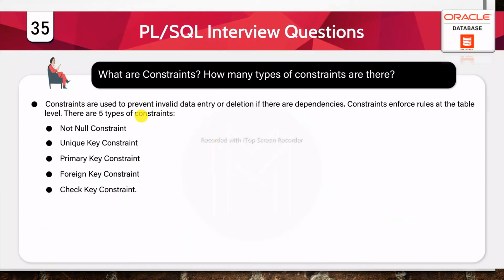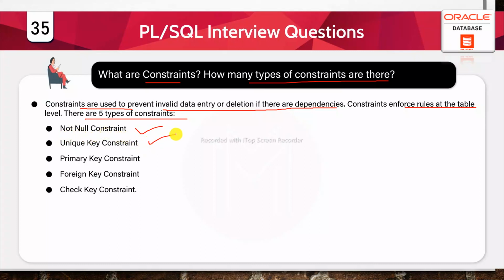Next, we have: what are the constraints? A very important question. How many types of constraints are there? Basically, constraints are used to prevent invalid data entry or deletion if there are dependencies. Constraints enforce the rules at the table level. There are 5 different types of constraints. First is the not null constraint. If the not null constraint is specified, you are not allowed to add null values in a particular column.